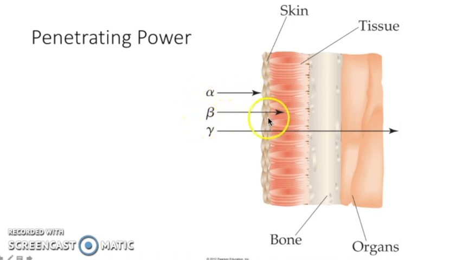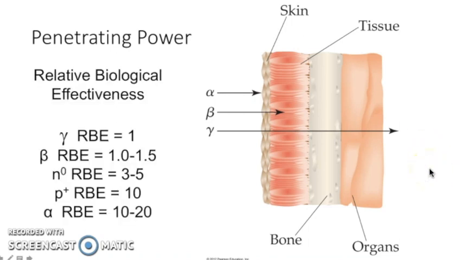Beta particles can penetrate your skin and get into superficial layers of tissue, and gamma rays can actually go all the way down into organs. And so gamma rays have the highest penetrating power, but there's something else that we have to consider as well, and that's something called the relative biological effectiveness.